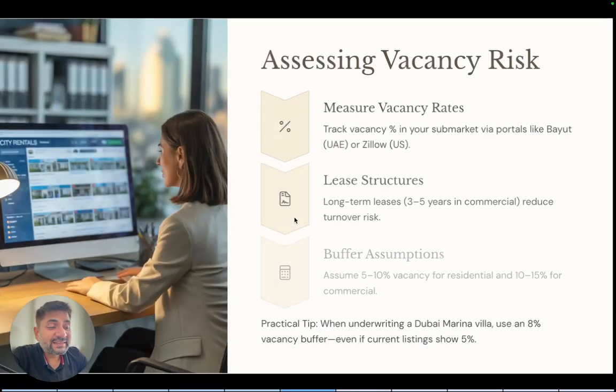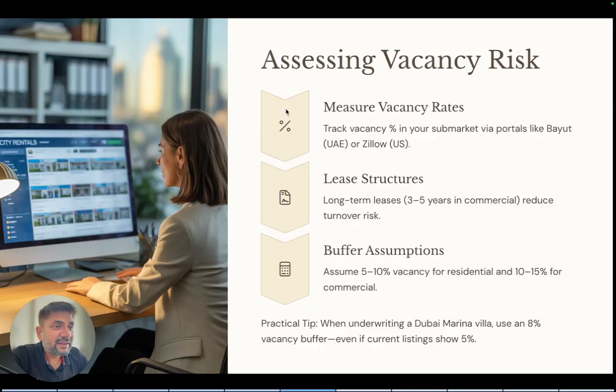Step 2. Assess vacancy risk. Measure vacancy rates. Track vacancy percentage in your submarket via portals like Bayut or Zillow. Lease structures: long-term leases of 3 to 5 years in commercial reduce turnover risk. Buffer assumptions: in your pro forma, assume a 5 to 10% vacancy for residential and 10 to 15% for commercial. Practical tip: when underwriting a Dubai Marina villa, use an 8% vacancy buffer, even if current listings show 5% vacancy, to guard against market swings.